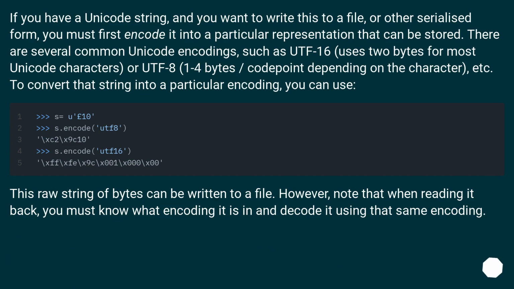If you have a Unicode string, and you want to write this to a file, or other serialized form, you must first encode it into a particular representation that can be stored. There are several common Unicode encodings, such as UTF-16, which uses 2 bytes for most Unicode characters, or UTF-8, which uses 1 to 4 bytes per code point depending on the character, etc.